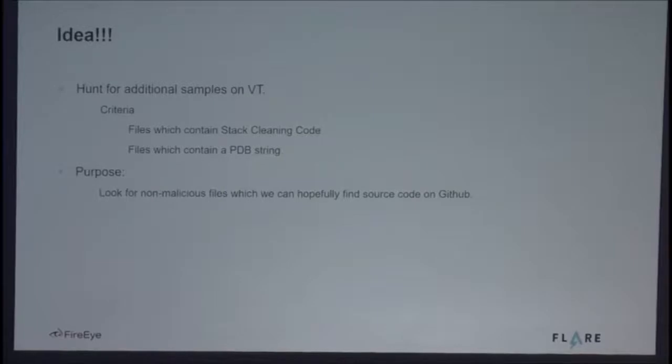I want to find files which contain a PDB string. For those of you not familiar, PDB stands for Program Database. It's the location on disk to where the project existed for the developer. So it would be, say, C:\users\John\cool web server XYZ\something.pdb. Now, if I can find files that have both these criteria, then I can look at that PDB string, take that server name, that project name, then go to GitHub and search for that project. Maybe I'll find the source code.